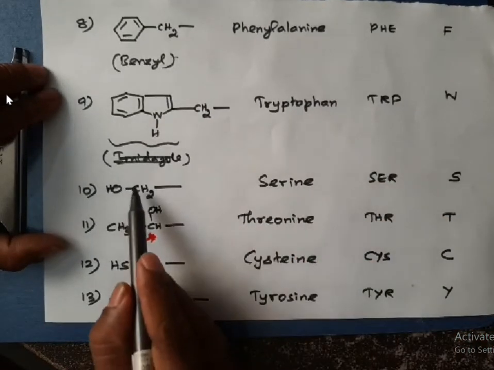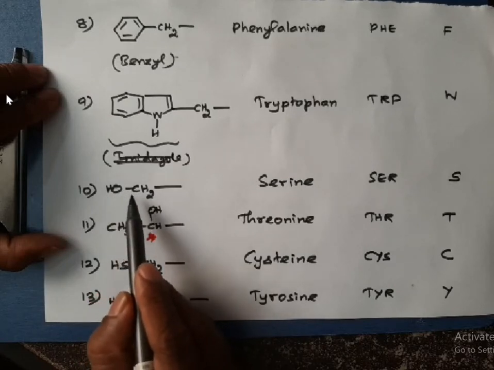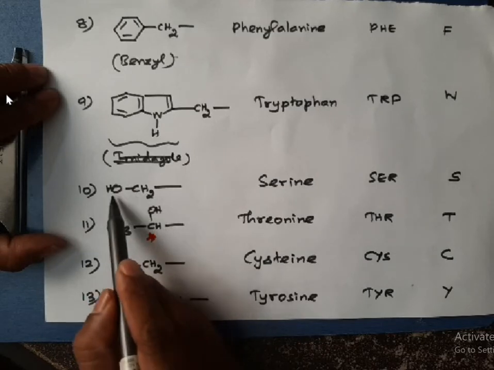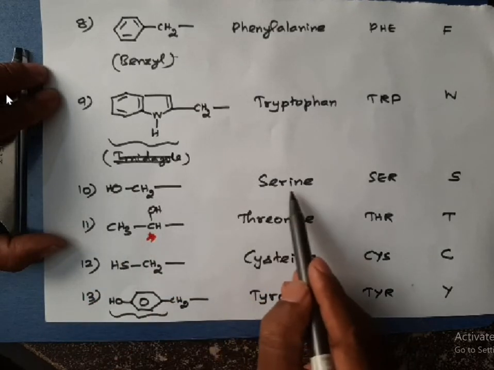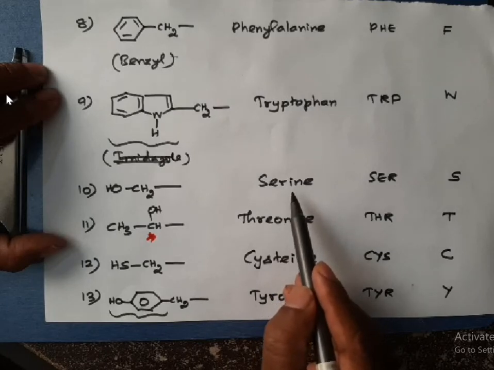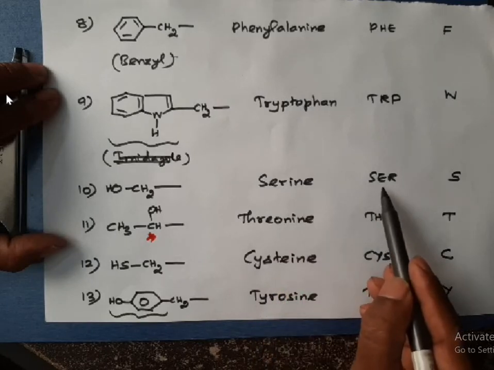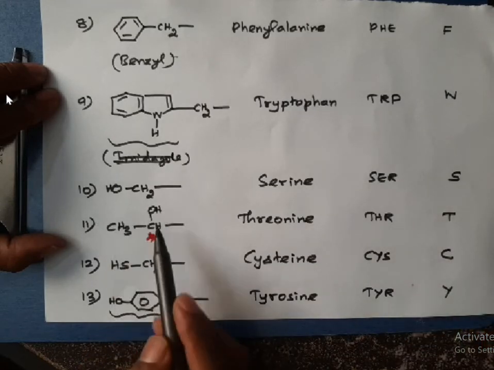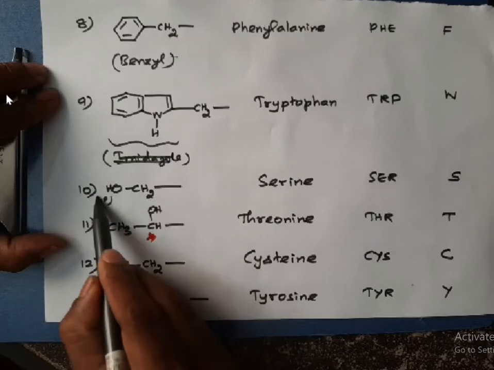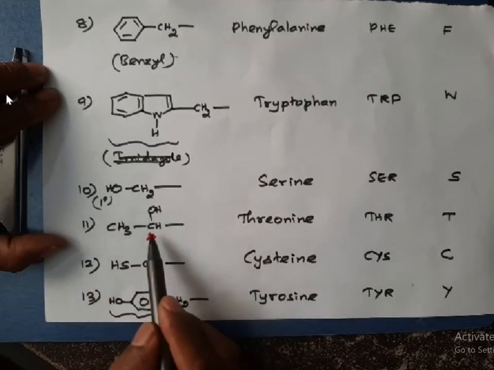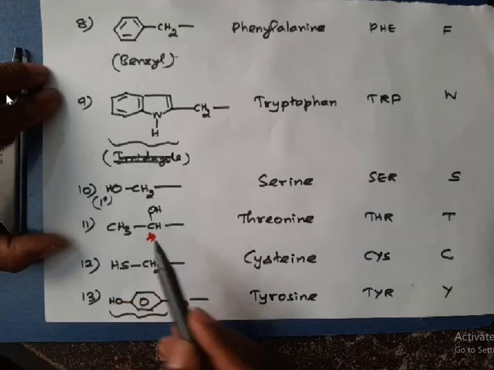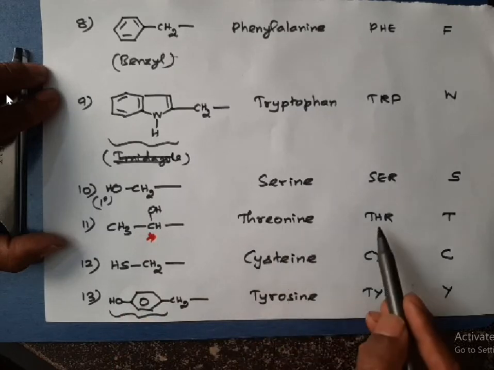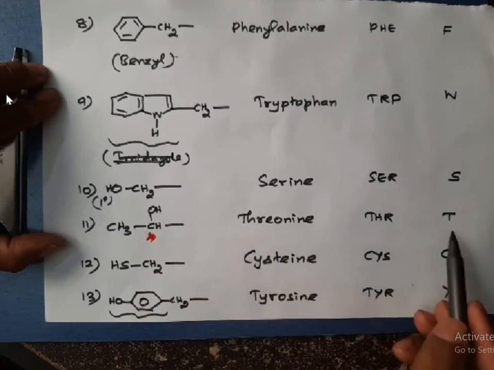Then if the R group is a CH2OH group, we call that amino acid serine. Serine's abbreviation is SER, and the symbol is S. Suppose the R group is a secondary alcoholic group, like this. This is a primary alcoholic group, but if this group is the R group, we'll get threonine. The abbreviation is THR, and the symbol is T.